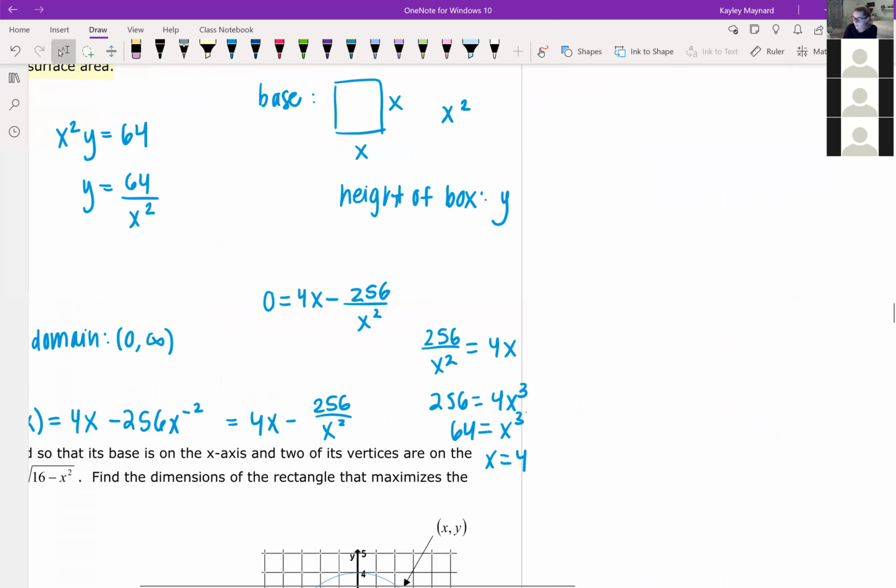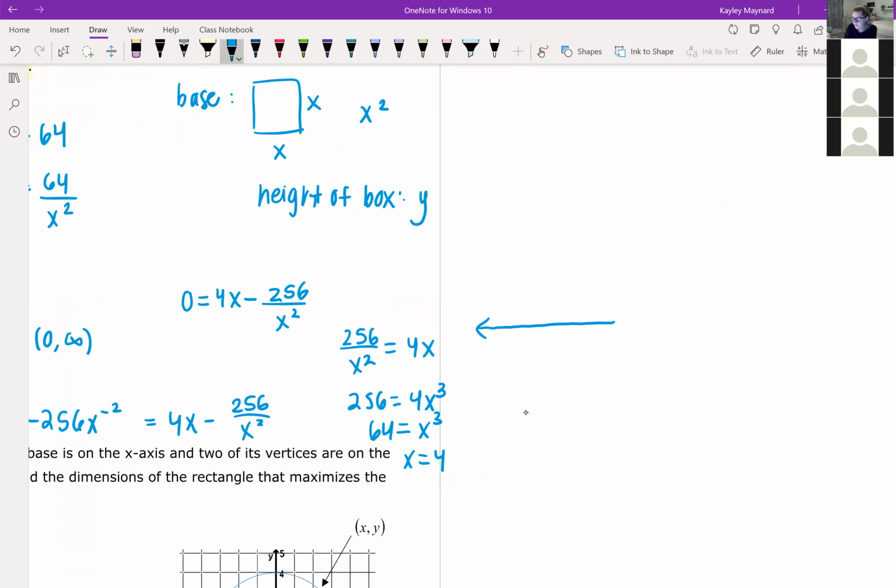So I'm going to whip out my good old sign line here. I'm going to do a sign line for f, or did I? No, s. I'm sorry. s prime, not f prime. And I'm going to ensure that this is actually a minimum. So I'm going to put 4 here. I'm going to plug in a value on the left side of 4 and a value on the right side of 4, and make sure that indeed it is a minimum.